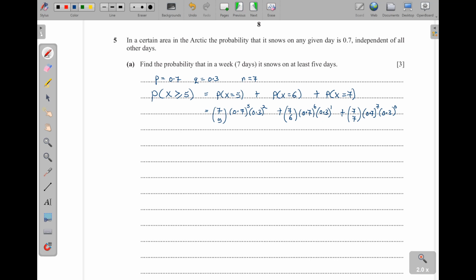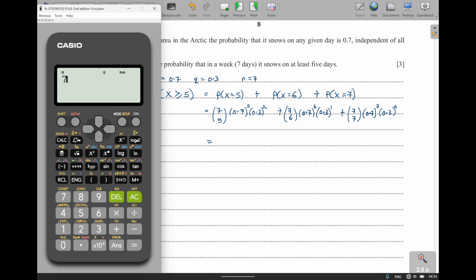So when we put this in the calculator, what do we get? We have 7 combination 5, times 0.7 power 5, times 0.3 power 2. I'm going to do it all together: plus 7 combination 6, times 0.7 power 6, times 0.3 power 1, then plus 7 combination 7 which is a 1, times 0.7 power 7. I won't put the other 0.3 power 0 because it is a 1.